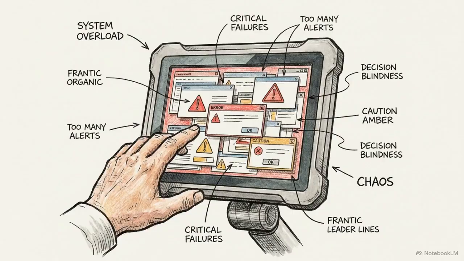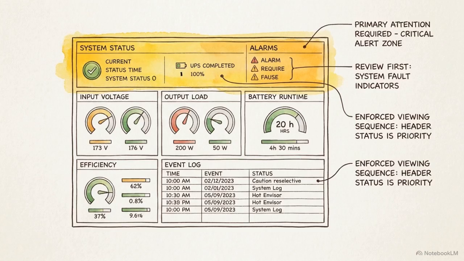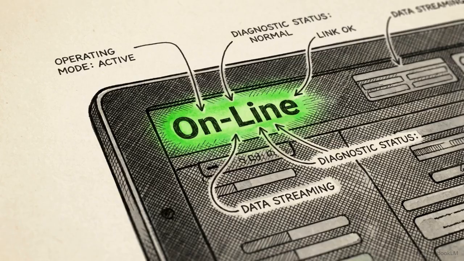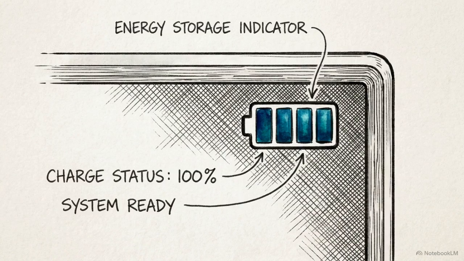Random navigation through interface menus leads to context-blind decisions. To prevent this, you must follow a strict, fixed viewing sequence, starting the moment you look at the home screen. Run through this mandated visual checklist every time. Verify the selected equipment ID, confirm the operating mode, check the active alarm count, and note the battery indicator.